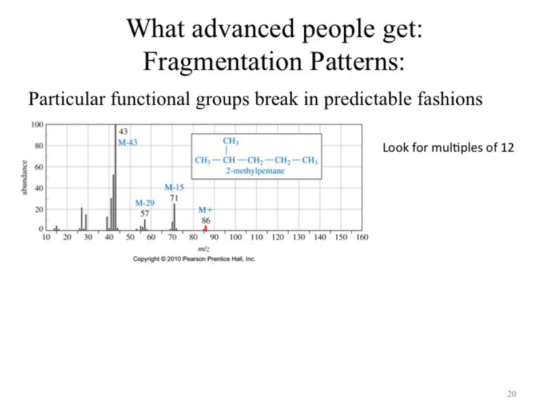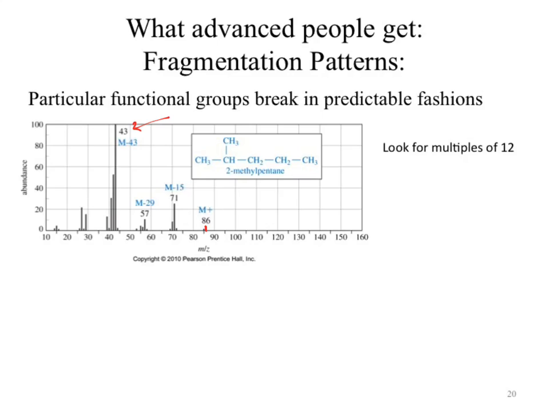Why is that 43 one so tall? 43 is smaller than 86, so I don't quite accept that it's big. It's a high abundance. That happens to be the most stable piece. So when we break this molecule apart, there's some piece that weighs 43 that is incredibly stable. That's why that peak is tall. I believe it's actually referred to as the base peak.